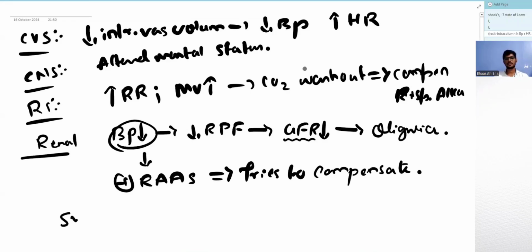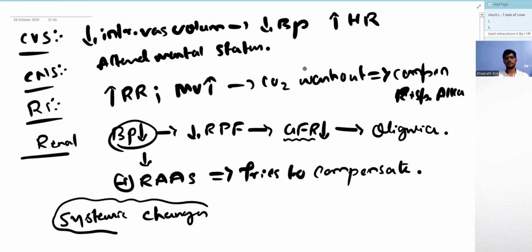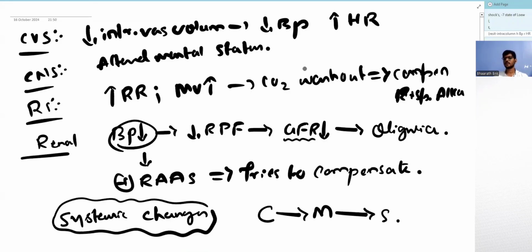So these are the systemic changes that happen. This is about the pathophysiology of shock, where it starts at the cellular level, progresses to the microvascular level, and finally progresses to the systemic level. Right? Is this clear? Yes, sir. So next is levels of shock.